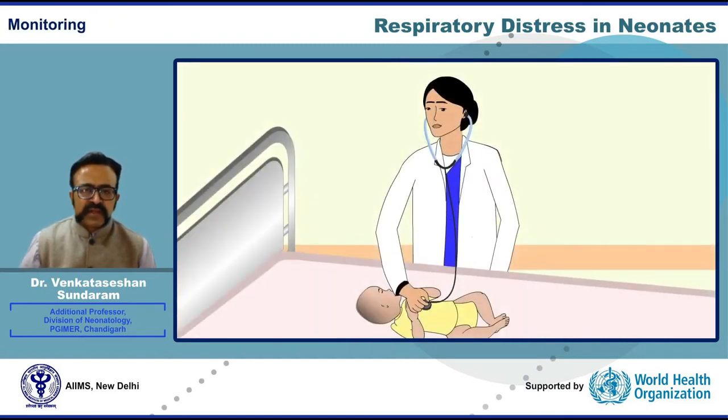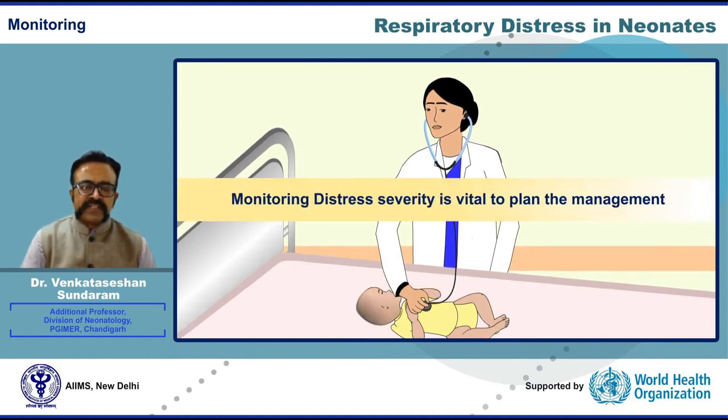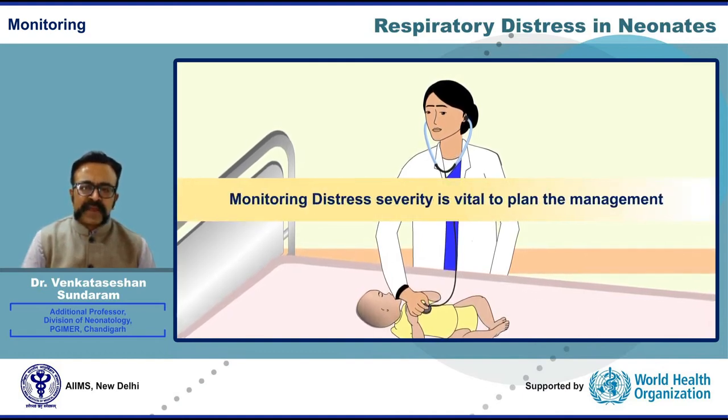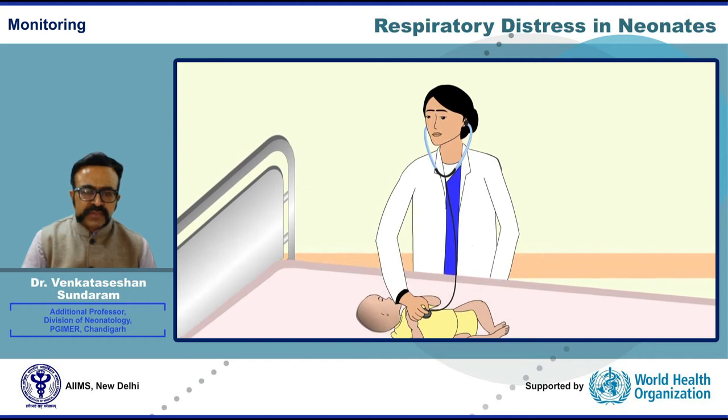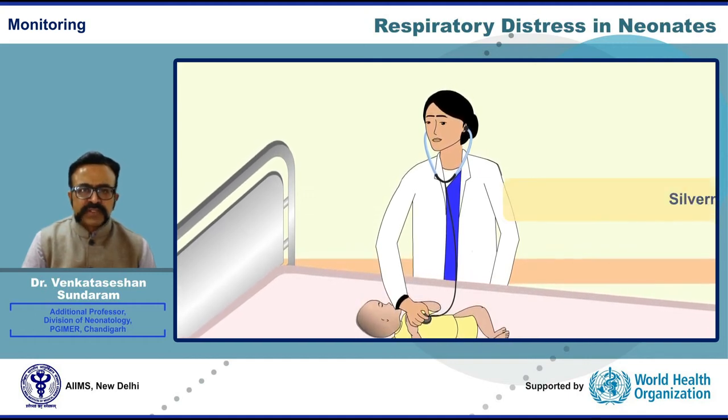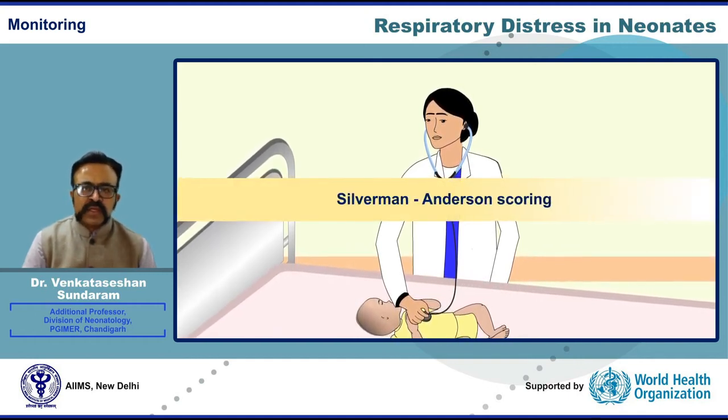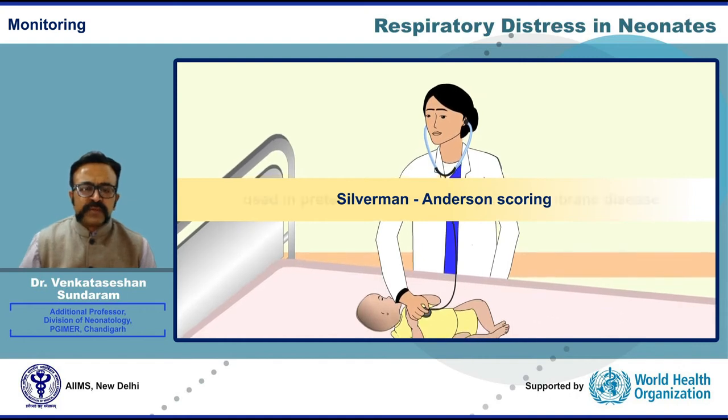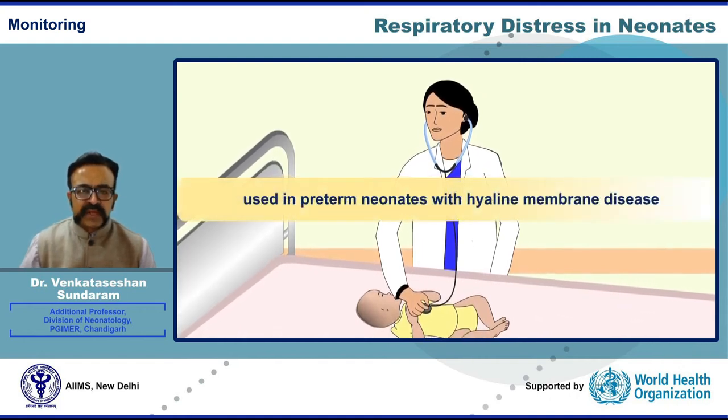Let's come to the monitoring. Monitoring of distress severity is vital to plan the management. Two simple scores are useful for the purpose. One is called the Silverman-Anderson score. This was derived to be used in preterm neonates with hyaline membrane disease.